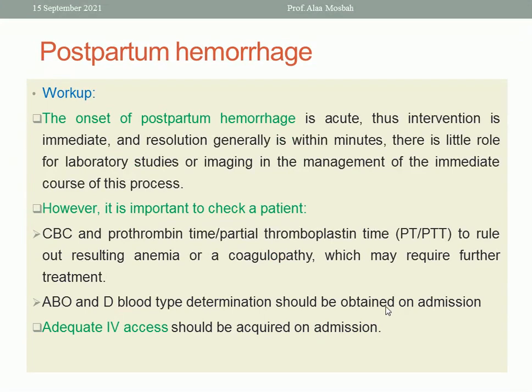The onset of postpartum hemorrhage is acute, thus intervention is immediate, and the resolution generally is within minutes. There is little role for lab studies or imaging in the management of the immediate course of this process. However, you should check the patient's blood group, ABO and D blood type determination, CBC, thrombin time, partial thromboplastin time, to rule out resulting anemia or coagulopathy, which may require further treatment.